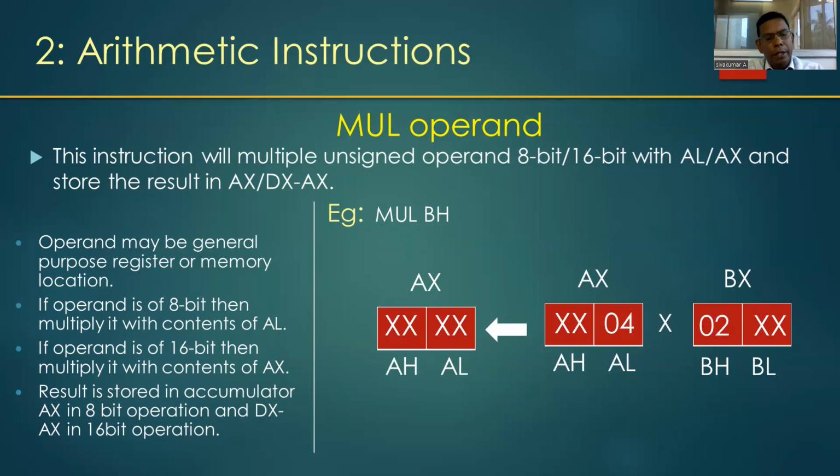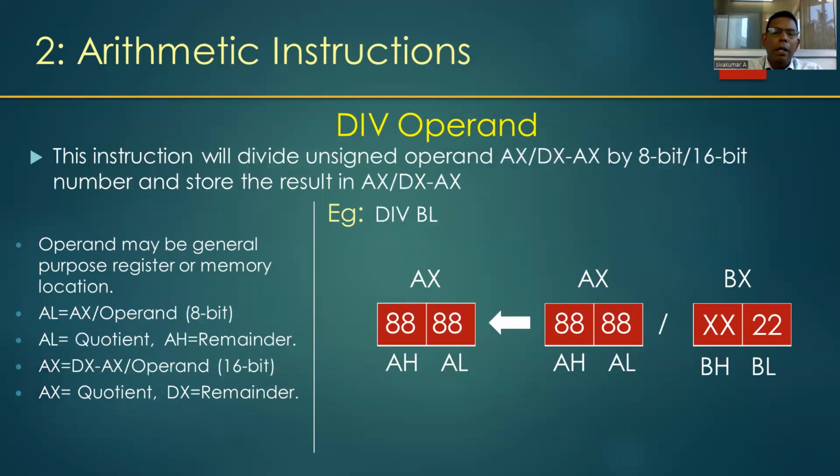If it is an 8-bit operation, the result will be stored in the AX register, and in the AX and DX registers if it is a 16-bit operation. This is an example of 8-bit multiplication. The AL register is multiplied with the BL register, and the result is stored in the AX register.